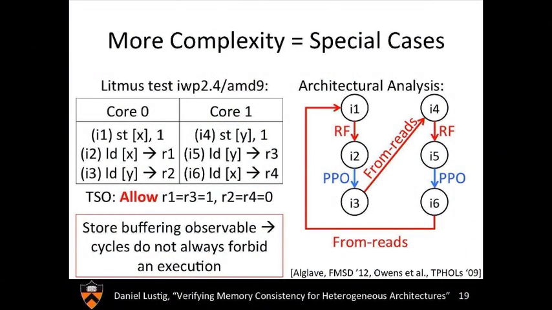And what happens here is we can do the same kind of analysis. We can say that there's reads from edges, there's preserved program order edges, there's from reads edges, and again it looks like we have a cycle. But in this case, because these two reads from edges actually represent potentially forwarding from a processor's local store buffer, it turns out that this outcome is observable in practice, and hence a cycle is not enough to say that this outcome is actually forbidden.